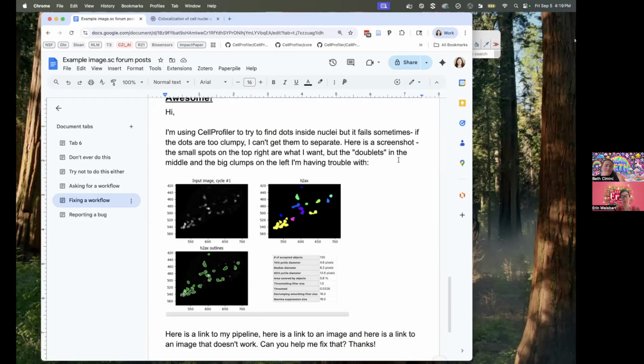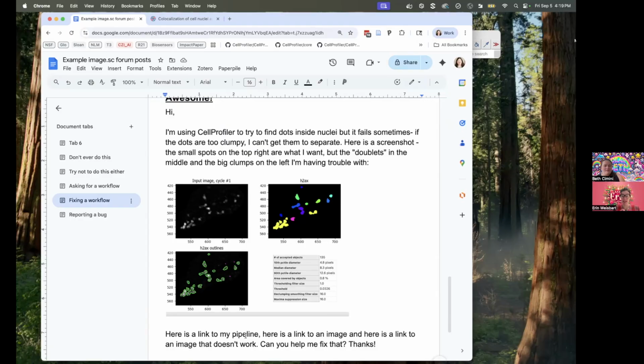And this can be really important because a lot of times people will be like, oh, well, find the cells or find the object. We don't necessarily know what your cells look like, what your biology looks like. So tell us there are small spots on the top right that are good, and the ones on the bottom left are bad. Assume that we're smart, but don't necessarily know what you do for a living.